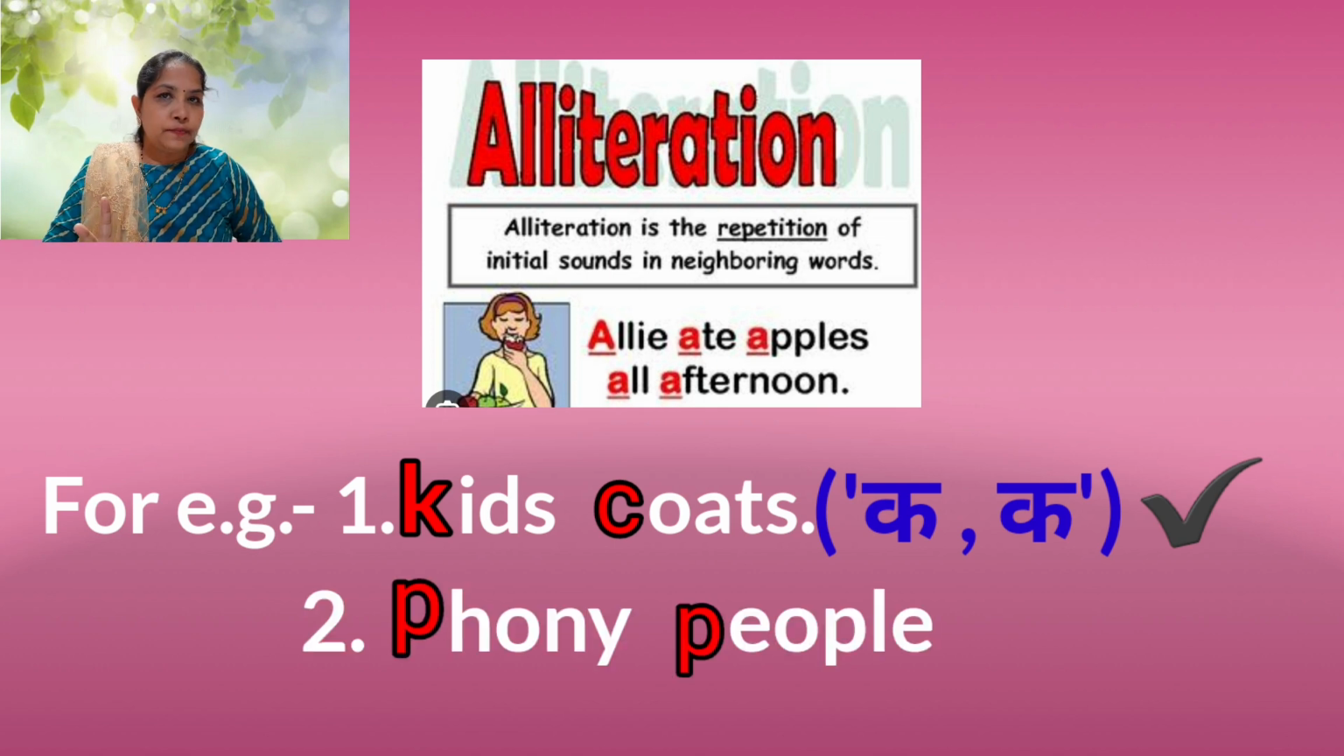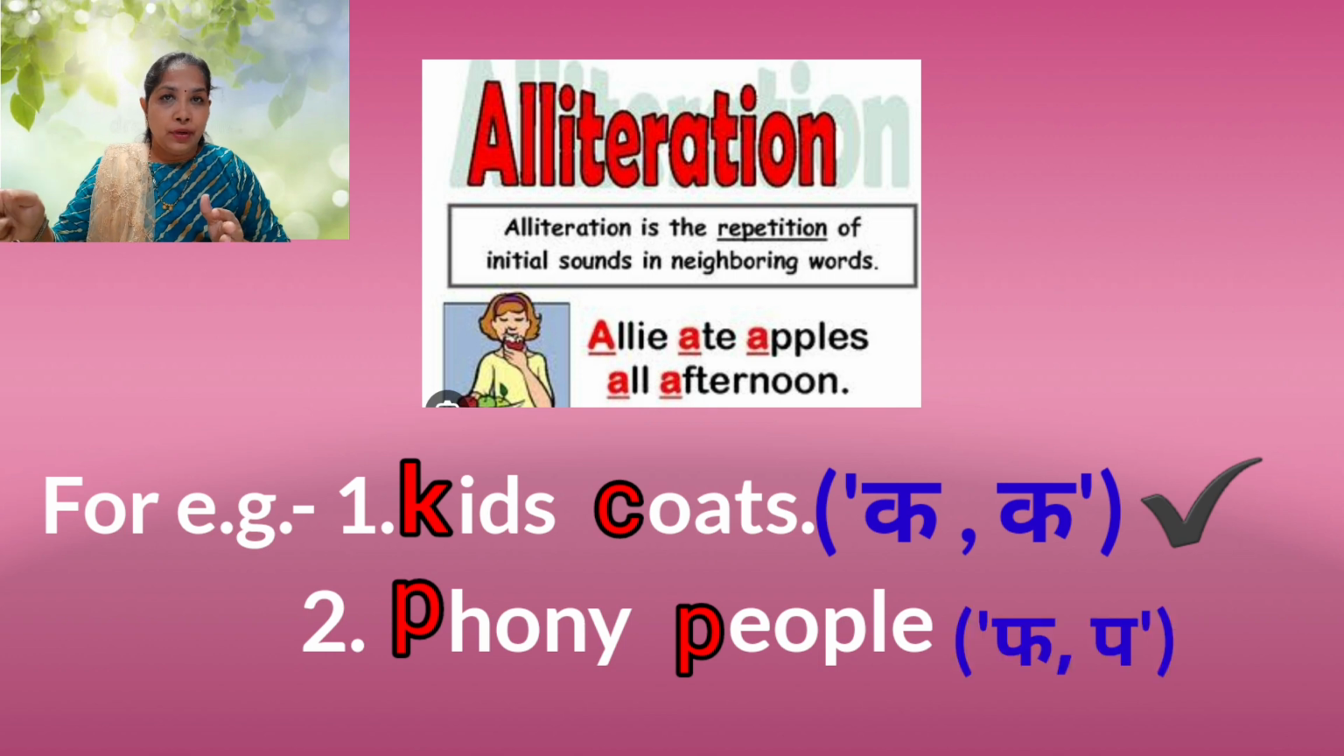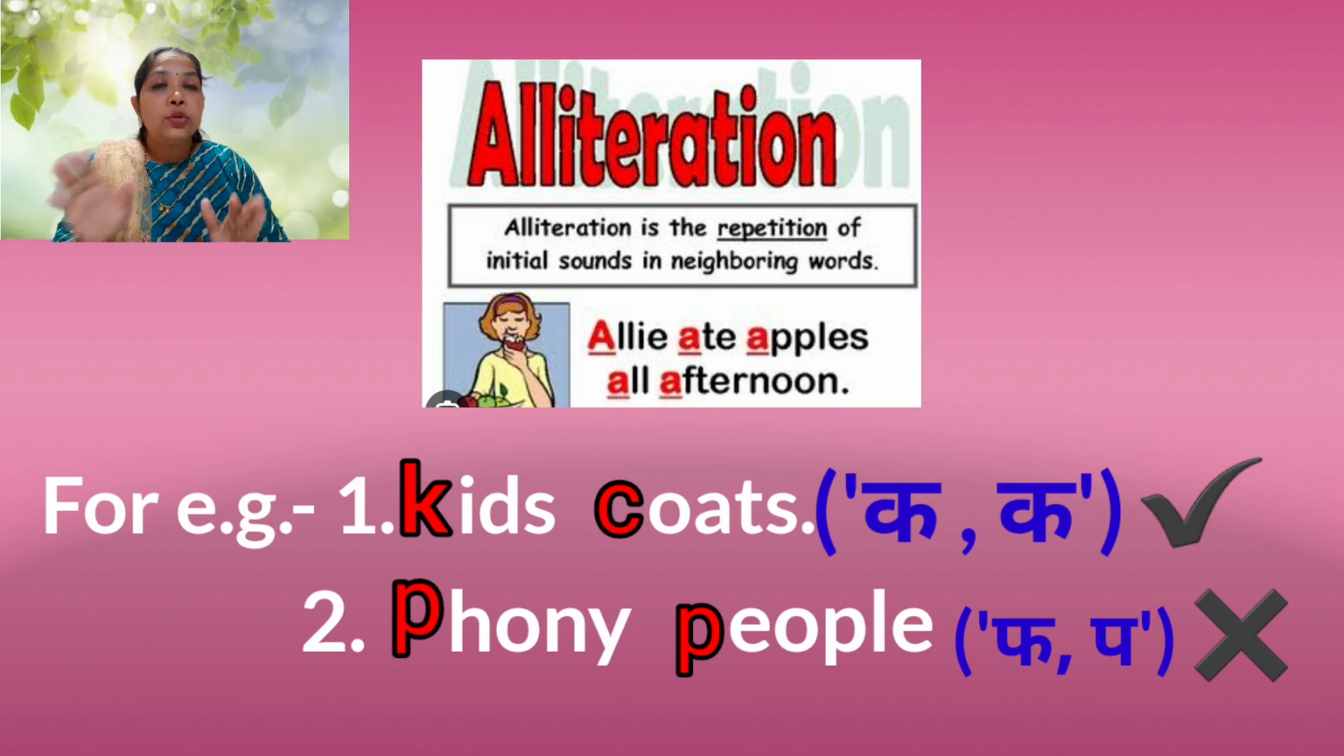Observe the second example. Phony people. Here the initial consonant letters of the words are the same. That is P P. But the initial consonant sounds of the words are different. Phony people, F, P. That means it is not an example of alliteration. So make it clear. Initial consonant sound should be the same, not initial consonant letters.